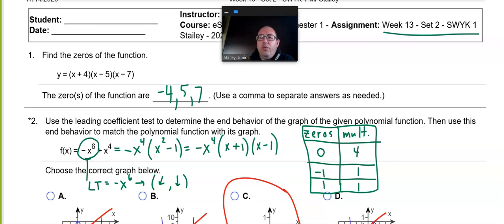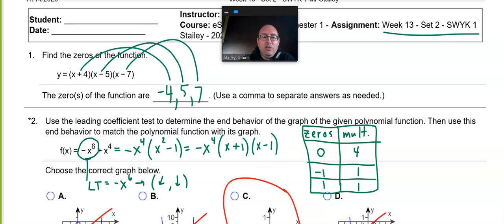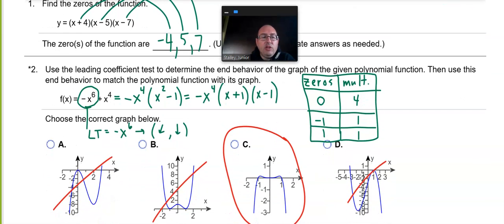Hello, ladies and gentlemen. We're at week 13, set 2, SWYK number 1. Starting out with very easy questions, just like I talked about before. Setting each one of these equal to 0 and solving them yields those 3 zeros. Nothing unusual there about that information.